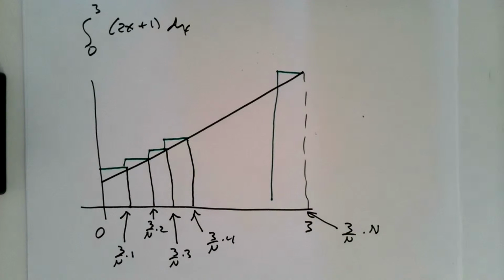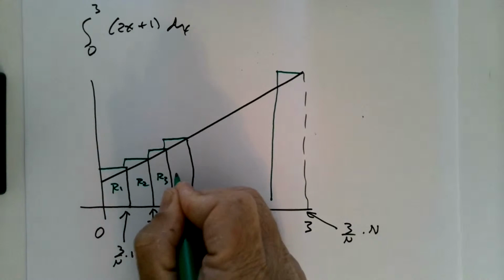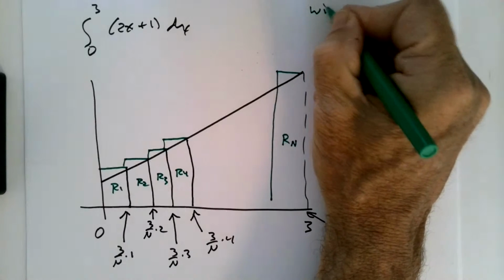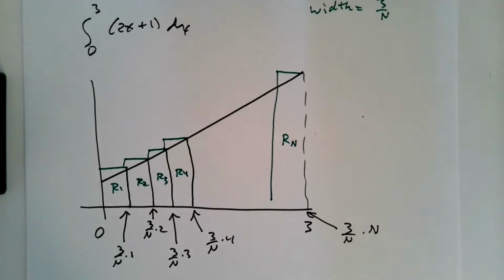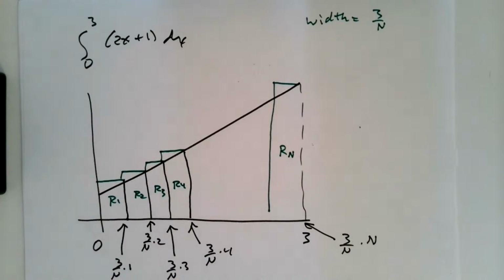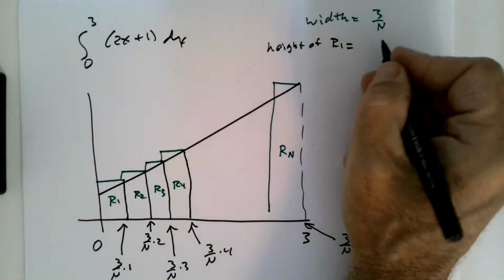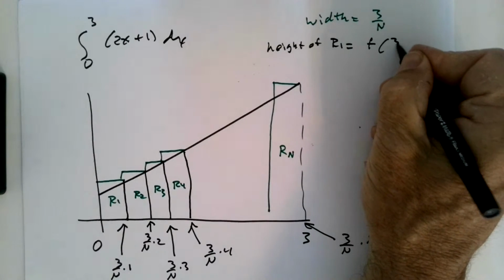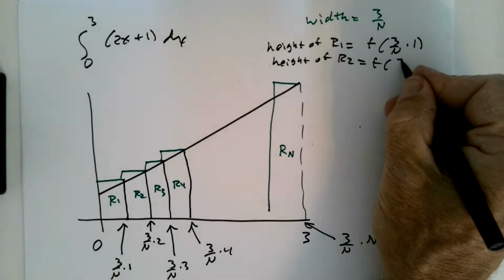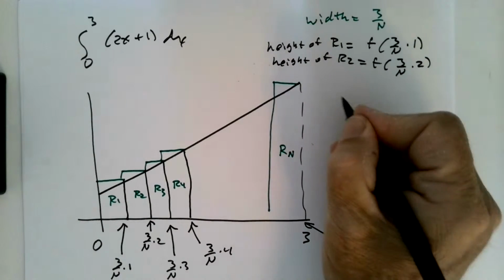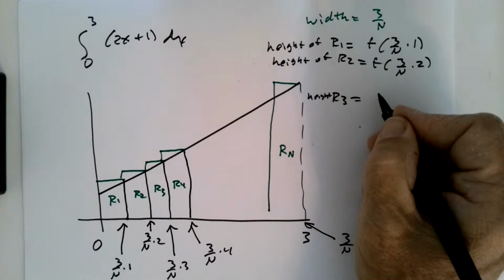We're going to add up all of those rectangles. So we have rectangle 1, rectangle 2, rectangle 3. The width of all of them is 3 over n. What is the height of rectangle 1? The height of rectangle 1 is f, the value of the function, which is 2x plus 1, of 3 over n times 1. At 3 over n times 2, we're using right endpoints. f of 3 over n times 2. Of rectangle 3, the height is f of 3 over n times 3.